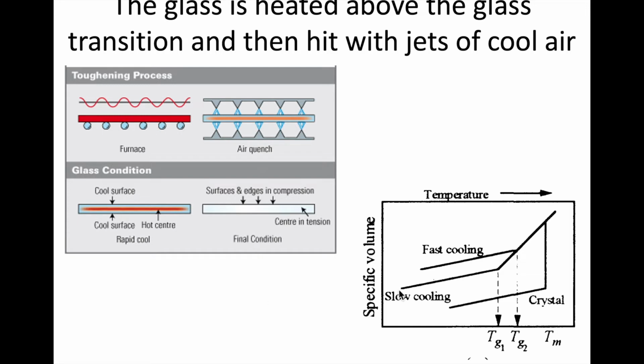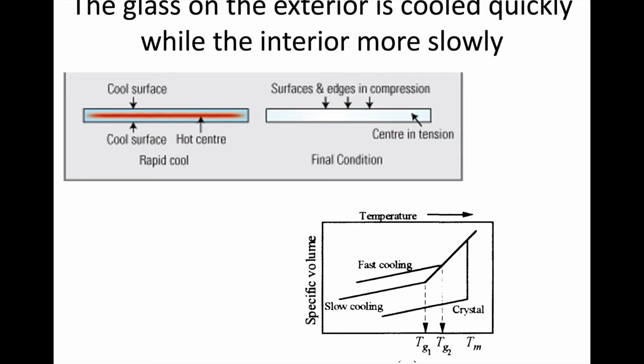What happens with those two competing areas of the glass is that it puts the outside, the edges and the surface, in a compressive state of strain, and then it puts the center of the glass in a tensile strain, because of these dissimilar cooling rates between the exterior and the interior. The exterior cools quickly while the interior cools more slowly, resulting in this stress state.